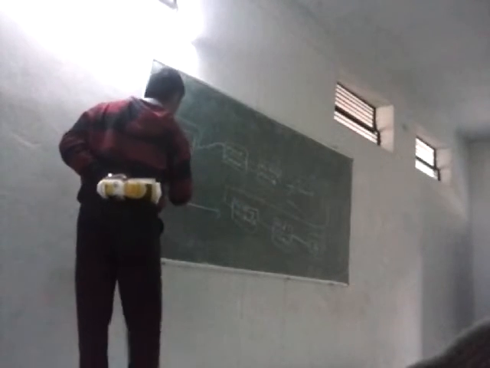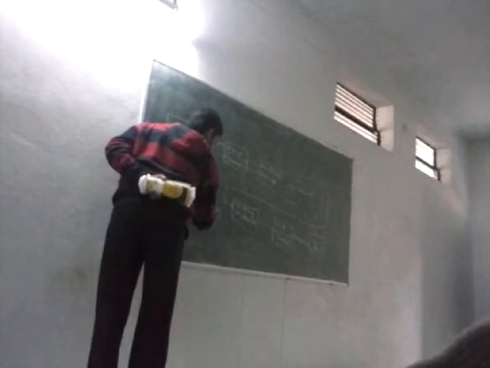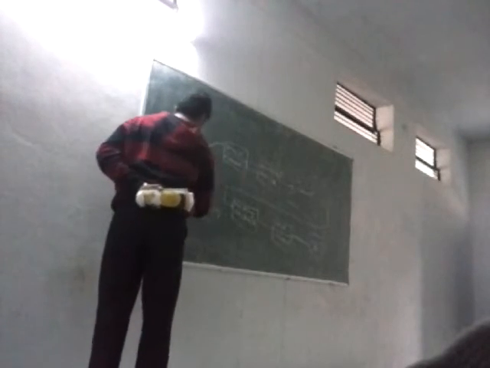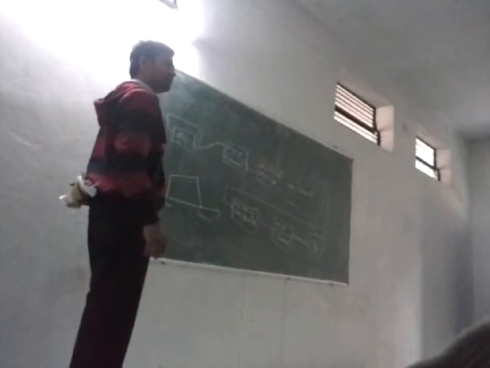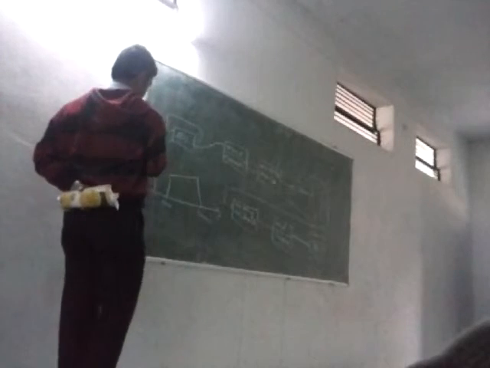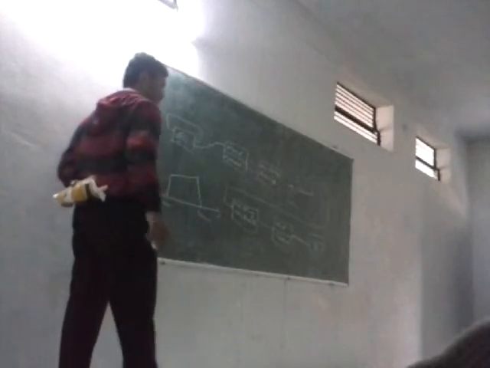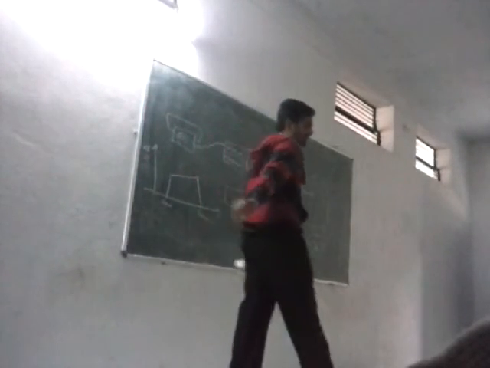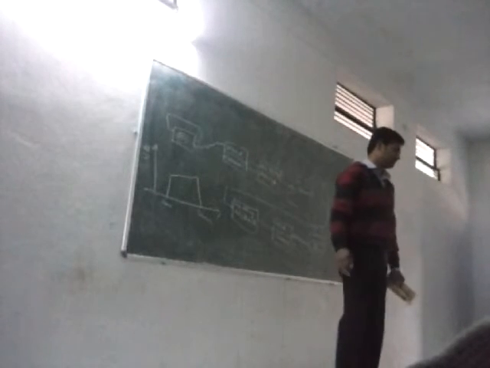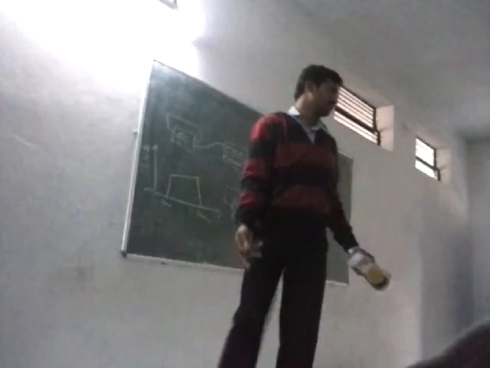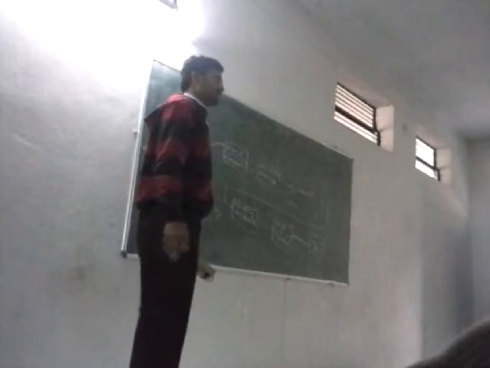What is the audio frequency range? 300 Hz to 3300 Hz. So that is almost 3K or 4K. Broadly it is 3K or 4K.